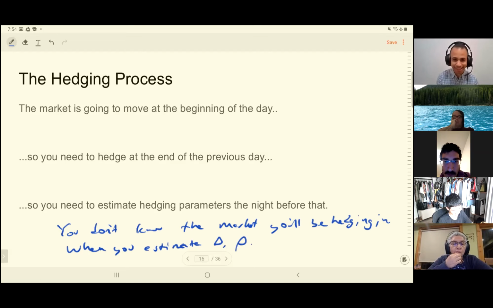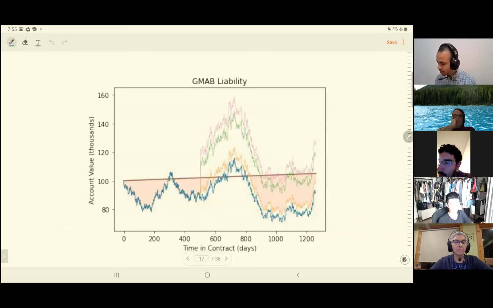Maybe I should just say, I teach on this tablet too, and sometimes it seems to correct my handwriting and make it more legible, and sometimes it doesn't. And I think that this is definitely a case of the latter. But I think that that's intelligible. You don't know what the market state will be when you estimate these hedging parameters. So, here again is this picture one last time to say what's going to happen.